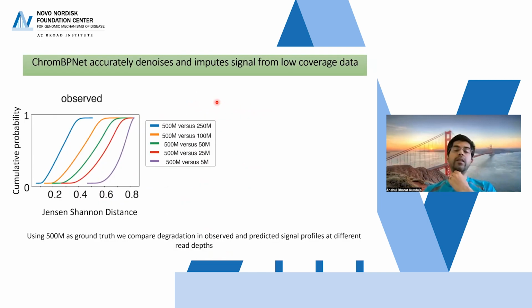Again, we can quantify this genome wide. This is the drop in the Jensen-Shannon distance of the observed profiles as a function of depth. So we're using 500 million reads as the ground truth. As we compare them, you can see there's a dramatic drop in JSD. There's a huge degradation of the signal.